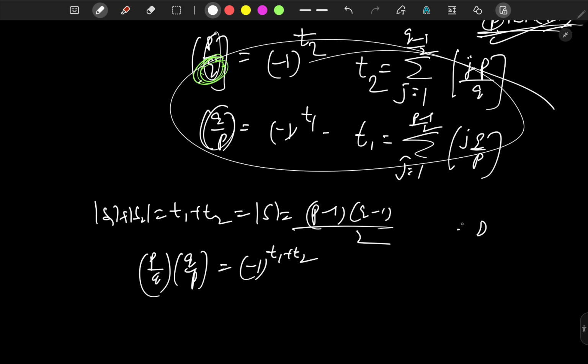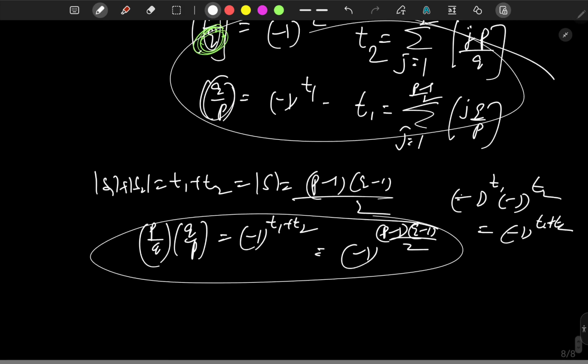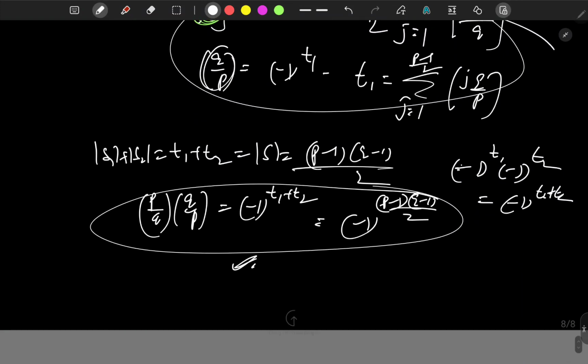Again I need to tell from basics. A power m times a power n, what is the formula? A power (m plus n). So this is the formula. So minus 1 whole power (p minus 1)(q minus 1)/4. So this is a beautiful formula, right? Very beautiful. Okay, let's solve some numericals.